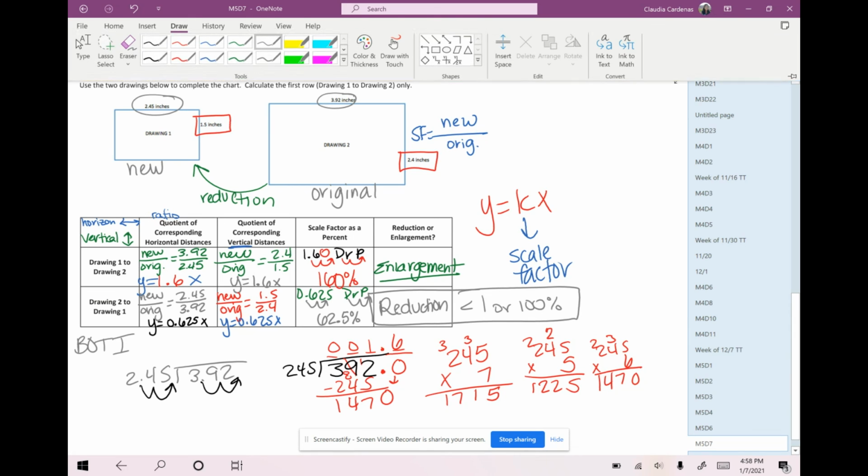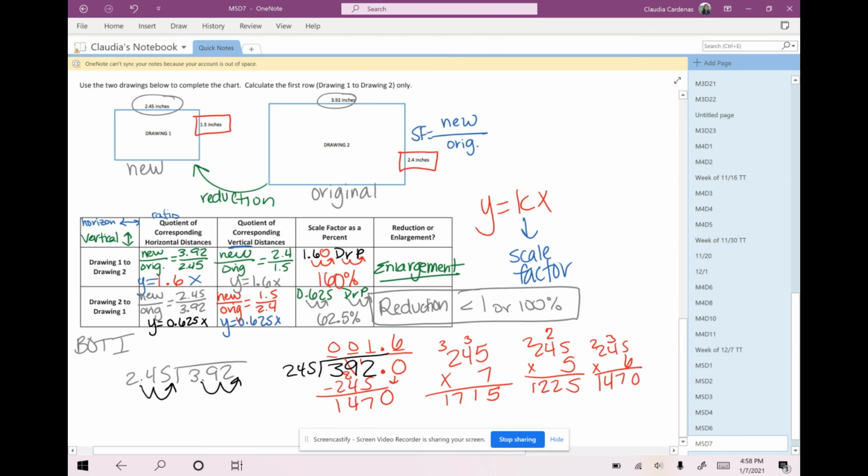And an enlargement, we know that this above problem was an enlargement because the corresponding lengths in drawing 2 were larger than the corresponding lengths in drawing 1, and the scale factor was greater than 1 or 100%. So let's make sure to write those in our notes because we're going to see some more examples and practice this fluency.